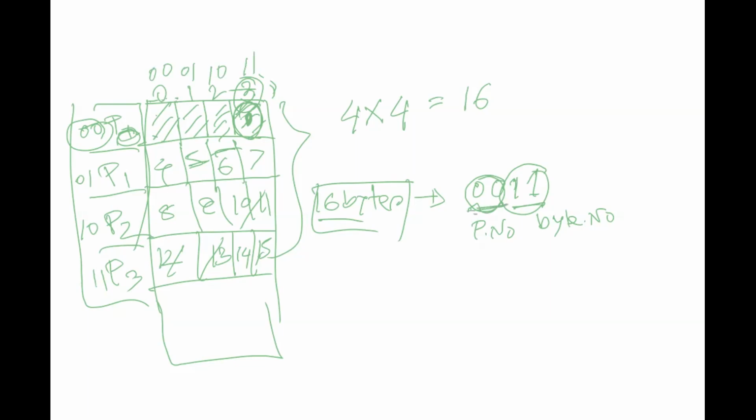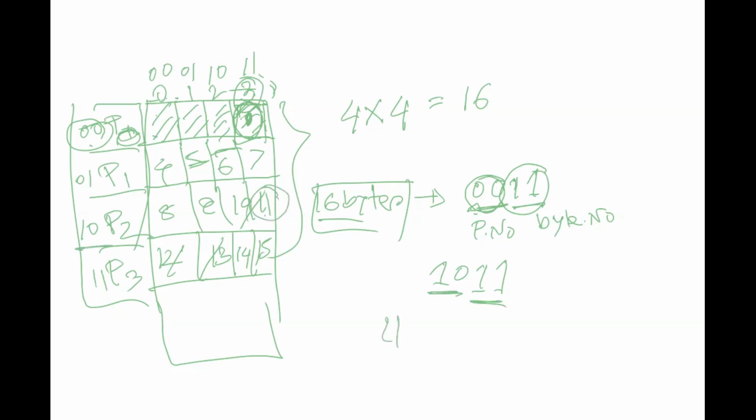So by using this address, which location can we execute? The first 00 means process 0, and 11 means exactly this byte. Let's say the address is 1011 and the CPU requests it: 10 means process number 2, and 11 means byte number 3 of that process.